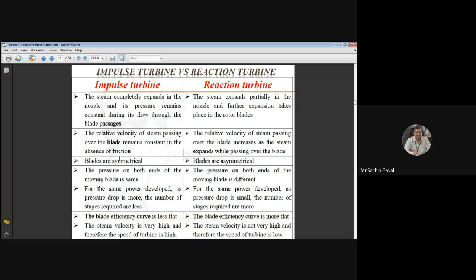In the reaction turbine, the blade efficiency curve is more flat. Okay, less flat and more flat. Then the steam velocity is very high, and therefore compounding of the turbine is necessary in case of the impulse turbine. Okay, in the reaction turbine the steam velocity is not very high, therefore the speed of the turbine is less, and compounding is not necessary in case of the reaction turbine.